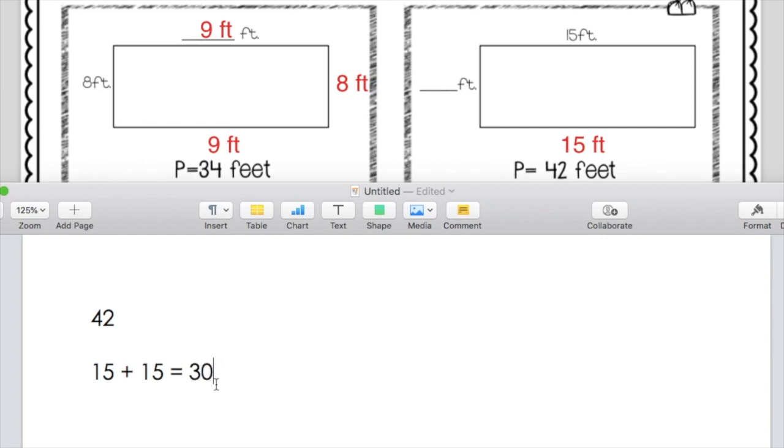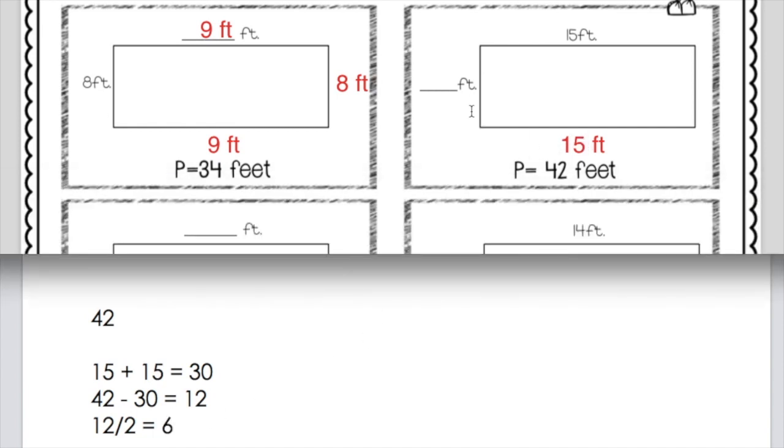Now, I do need to minus because I know that I have 42 and I've used so far 30 of it. So 42 minus 30 equals 12. So I have 12 feet in length left. And I know that needs to be split between this one and this one. So I go 12 divided by 2, which is 6. Therefore, this length over here is 6 feet.